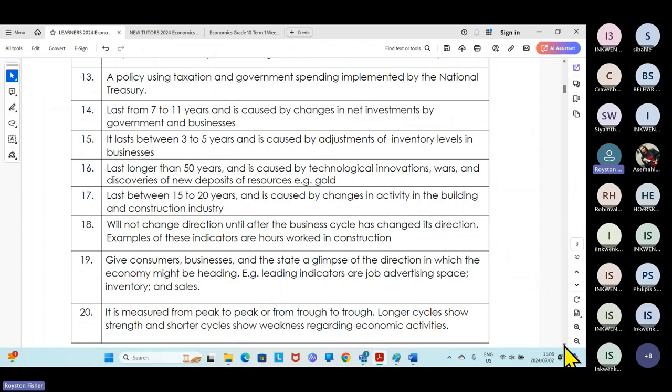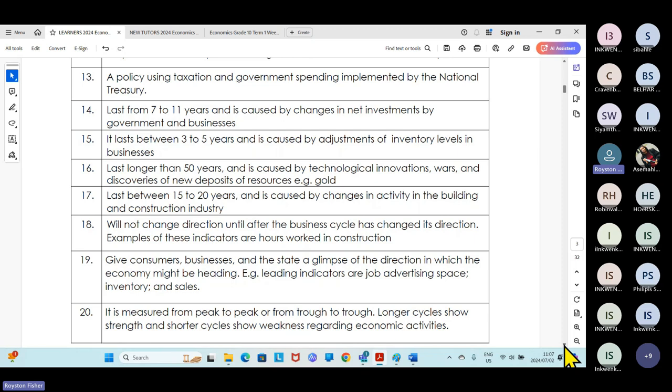Thank you so much. Then, from number 14, 15, 16, and 17, that has to do with the various types of cycles that you get. Number 14 here, they ask you: lasts from 7 to 11 years, and it is caused by changes in net investments by government and businesses. And St. Andrews gave us an answer, Juglar cycles, and St. Andrews is correct. Thank you so much.